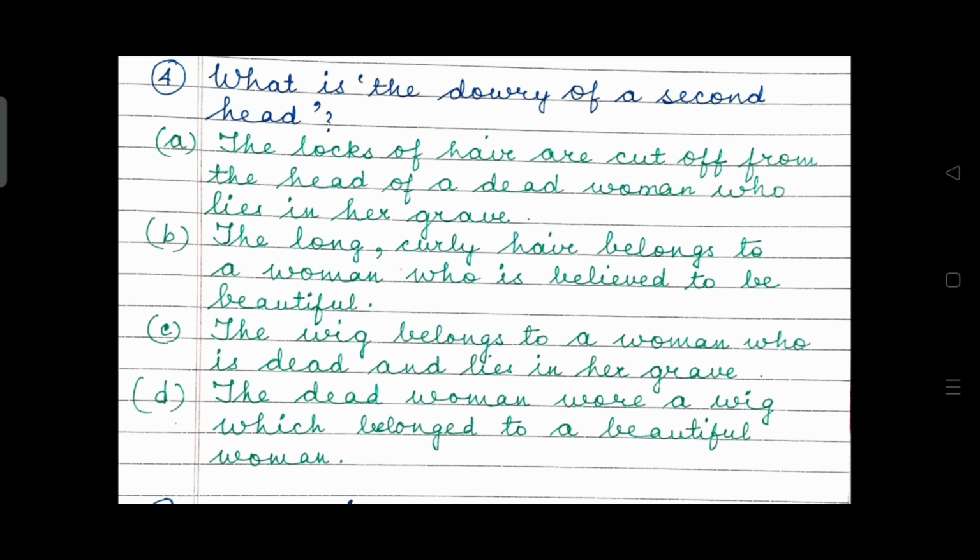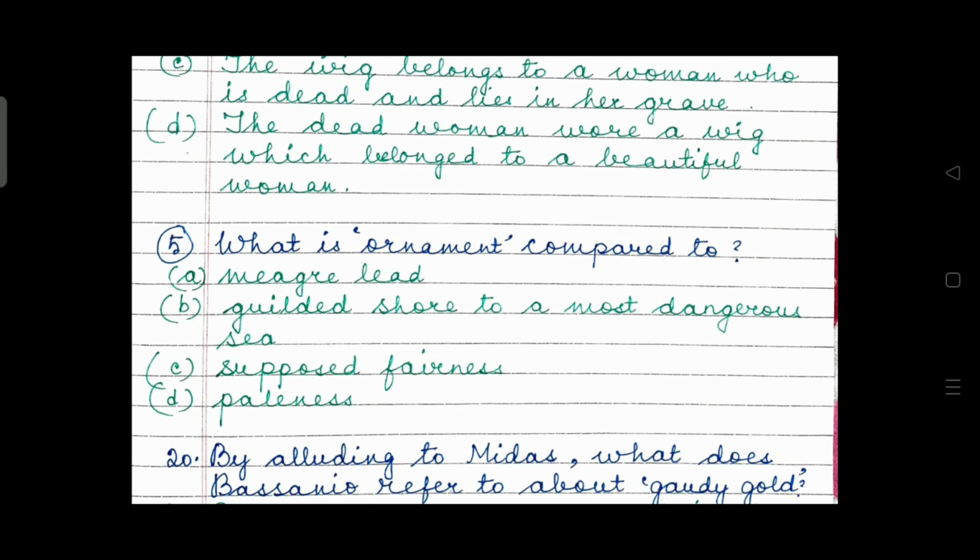It is option A. The locks of hair are cut off from the head of a dead woman who lies buried in her grave. So there are some beautiful women who use wigs, and the hair has been cut off from the head of a dead woman who lies in her grave. What is ornament compared to? Lead, gilded shore to a most dangerous sea, supposed fairness or paleness. The right answer is option B. What is it? Ornament is but the gilded shore to a most dangerous sea.